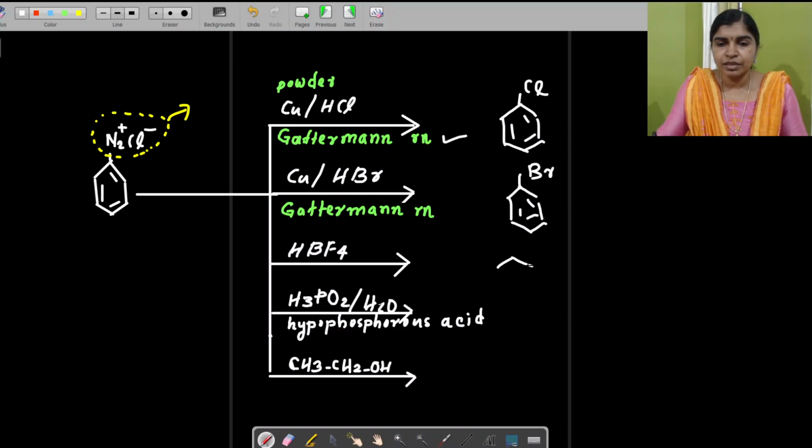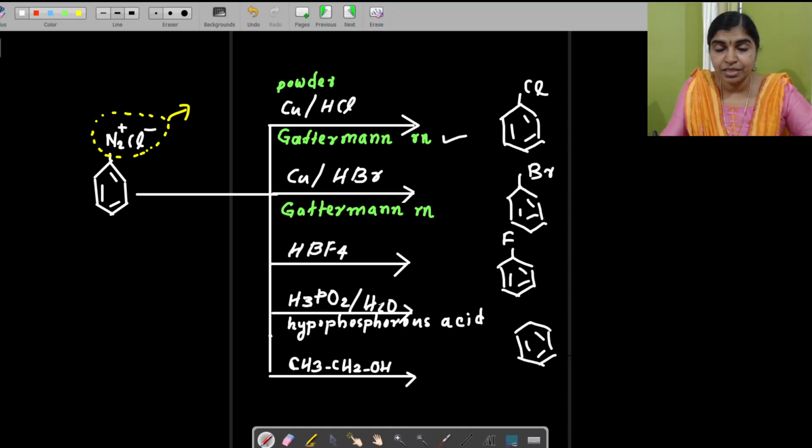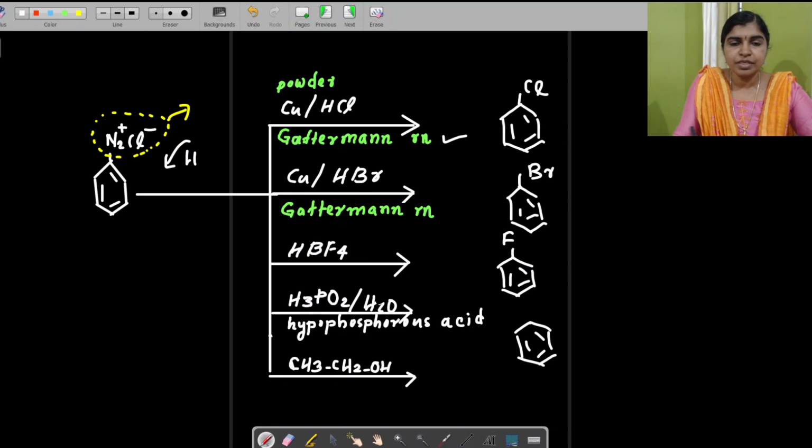Then when it reacts with HBF4, a fluorinating agent, you will get fluorobenzene here. And when it reacts with H3PO2, that is a reduction reaction, replacing the N2Cl group. One hydrogen is attached here, so benzene is obtained. Here N2Cl is removed and one hydrogen is added. The reagent H3PO2 is hypophosphorous acid. And when it reacts with ethanol, you will also get the same product, that is benzene.